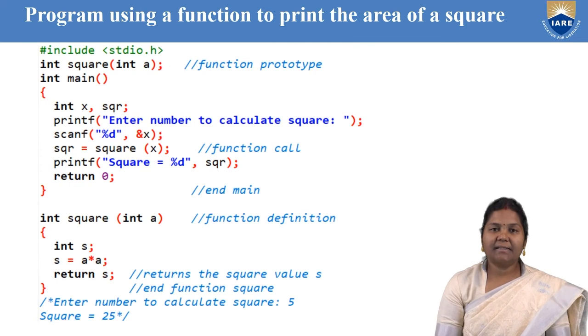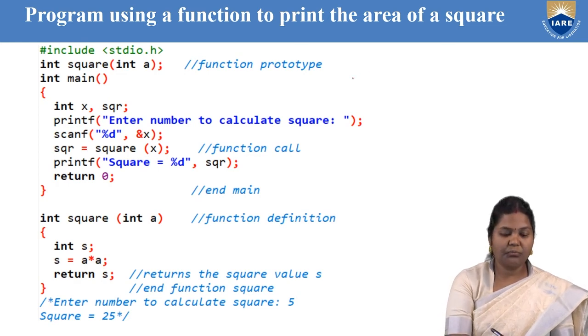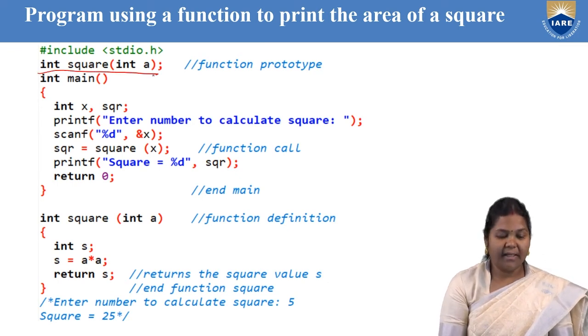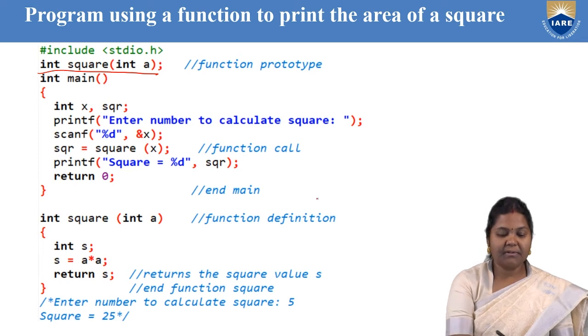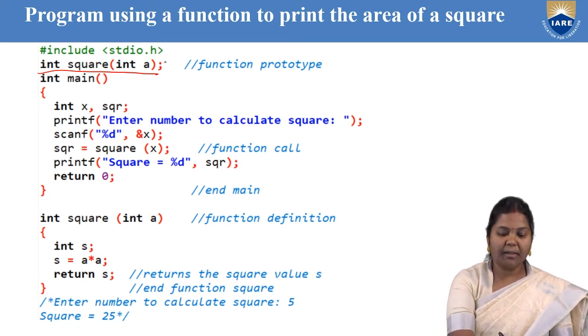Now, let us understand one program and discuss the different elements of writing a user-defined function. In the first step, the first element is called the function prototype. Here I want to find the square of a number. So I have a function like this: int square(int a). That means the name of the function is square, int is the return type, and a is the argument or parameter. This information is simply given to the compiler that this type of function exists in the program.